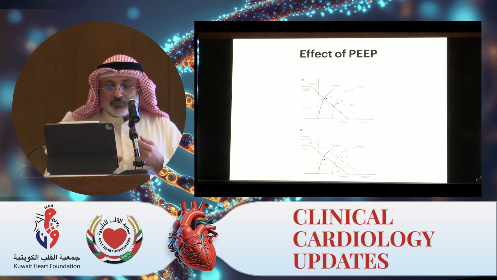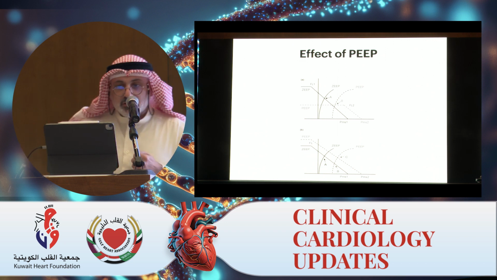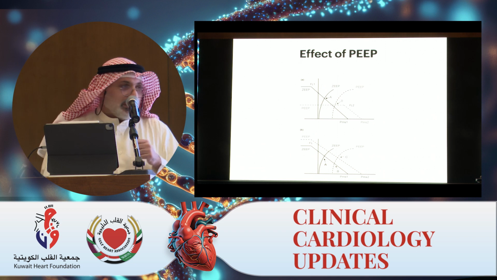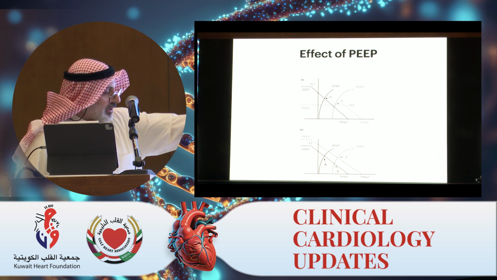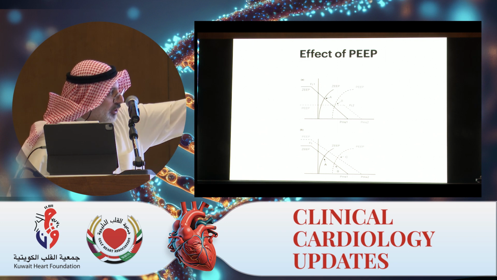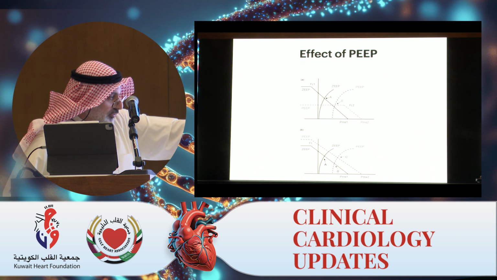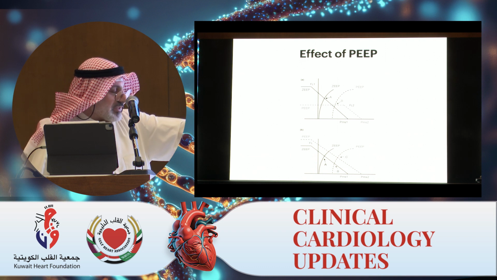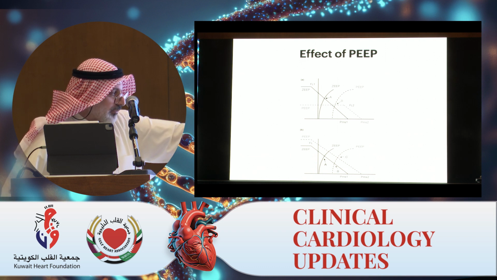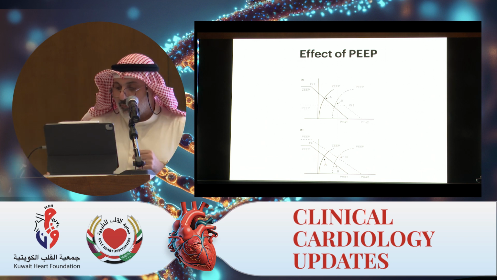Okay? Now, this is again an illustration of PEEP. So PEEP, as we said, you can see that if we don't augment the mean systemic pressure, you're going to end up having a lower cardiac output like in point B. Compared to if you augment the mean systemic pressure, which is basically by using a vasopressor or adding volume, you're going to have point C, where the cardiac output is much better than before, okay?